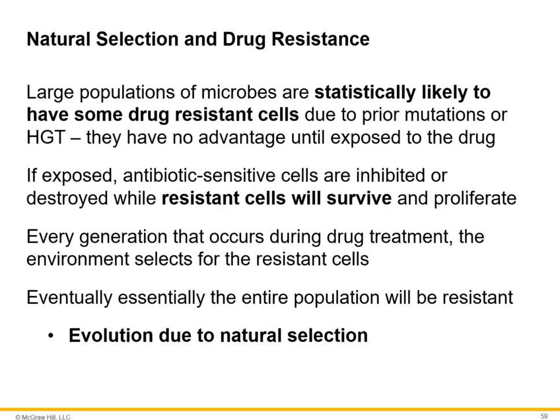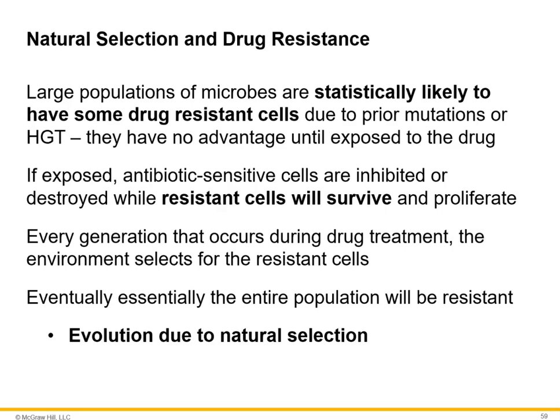What happens is large populations of microbes are statistically going to have some cells in them that have these drug-resistant characteristics already, either due to prior mutations that they experienced or horizontal gene transfer or both. They don't have a selective advantage until the entire population of microbes is exposed to the drug. When the microbes become exposed, the antibiotic sensitive ones are going to die, while the resistant cells are going to survive, and they're going to pass on their genes.